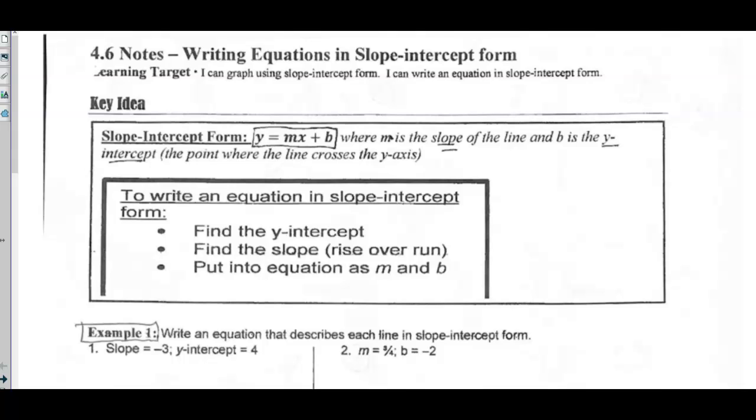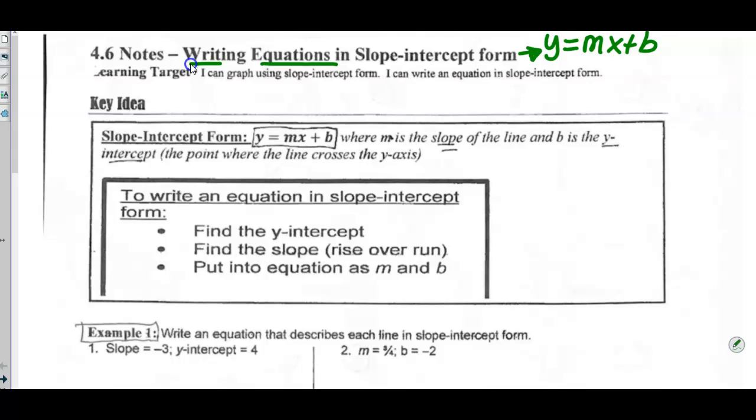Okay, so welcome to lesson 4.6. This is from 4.6 in our book. We are going to be learning how to write equations in our slope-intercept form. So we've already done this in our last section, that's the y equals mx plus b. We learned how to graph with that, so now we're going to learn how to write the equations.